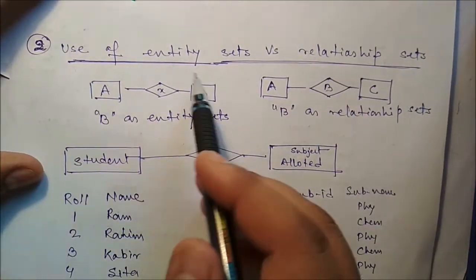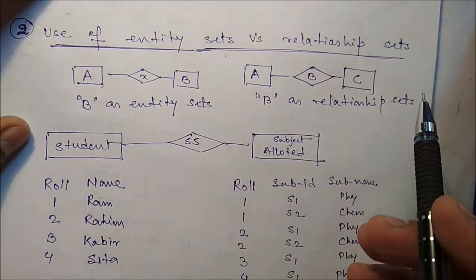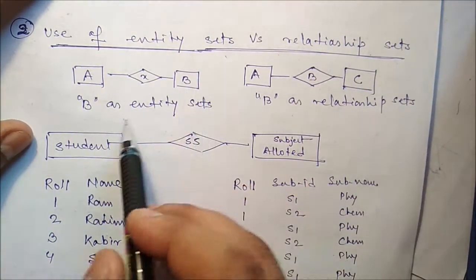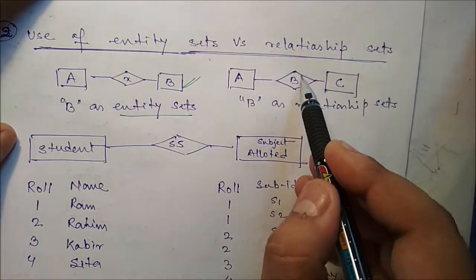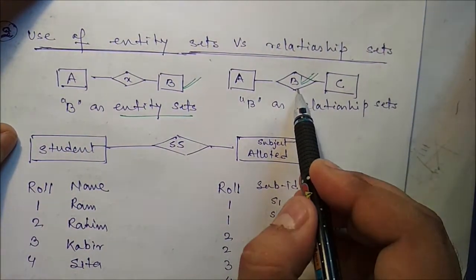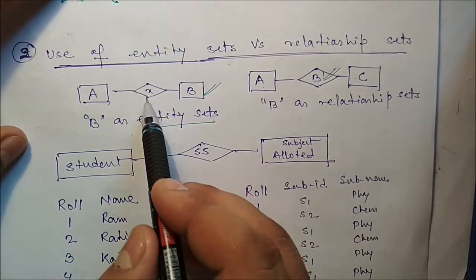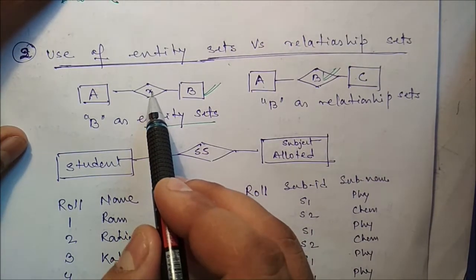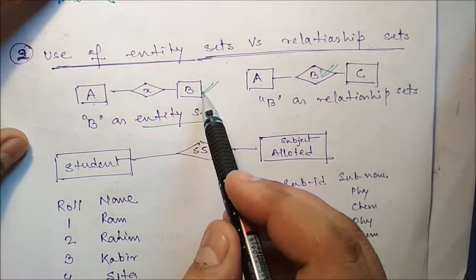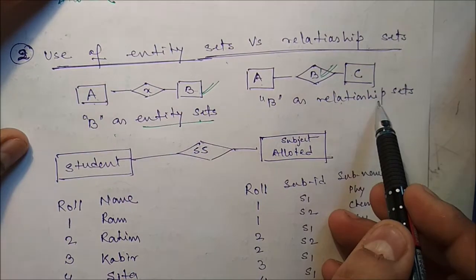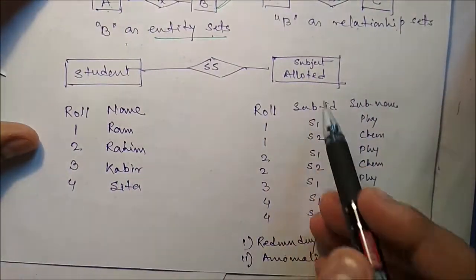Next is what? Use of entity set versus relationship set. Now here B is an entity set, but in this case B is a relationship set. So B is a relationship set, so it is related to both the entity set A and C, and here X is a relationship set which relates both the entity set A and B. So we have to take the decision whether B is an entity set or B is a relationship set.